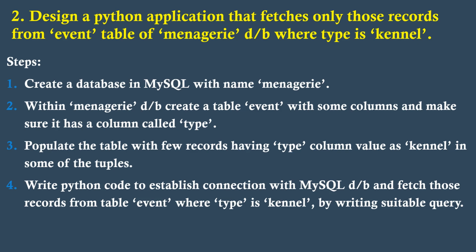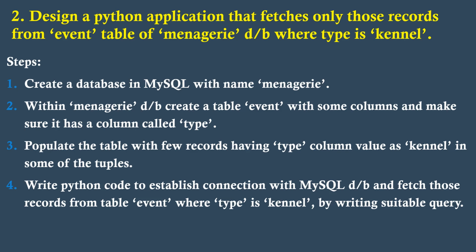Since here we are dealing with a column called type, you have to create a column with the name type. Now populate the table with some records having the type column value as kernel in some of the tuples. So kernel should be the value for the attribute type in some of the records of this table event. Now you have to write the Python code to establish a connection with the MySQL database and fetch those records from the table event where type is kernel.